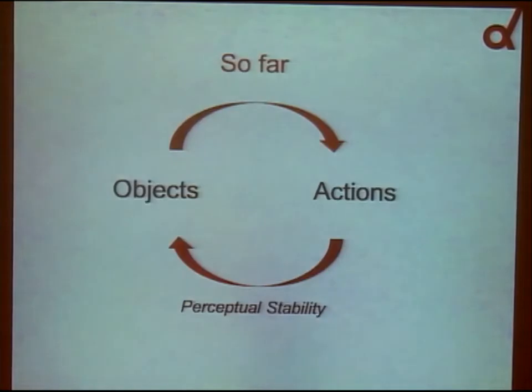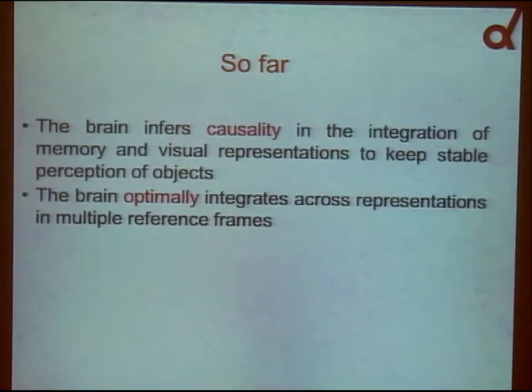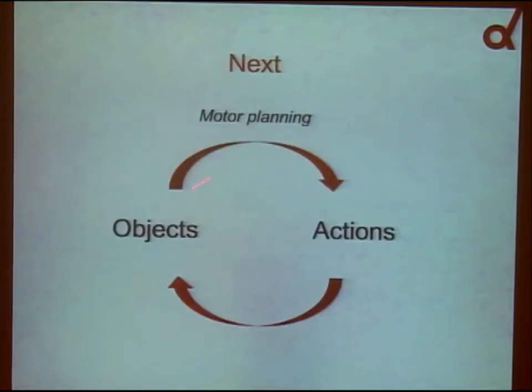Okay, so that's this part of the loop. So we talked about the effects of actions on objects, perceptual stability. And what I've shown you is that the brain infers causality in the integration of memory and visual representations. And I've also shown you, I hope, that the brain is an optimal integrator. It optimally integrates information in multiple frames of reference. Okay, so now what about this part of the loop? So how do we use these objects in order to plan actions? What can we learn about that?